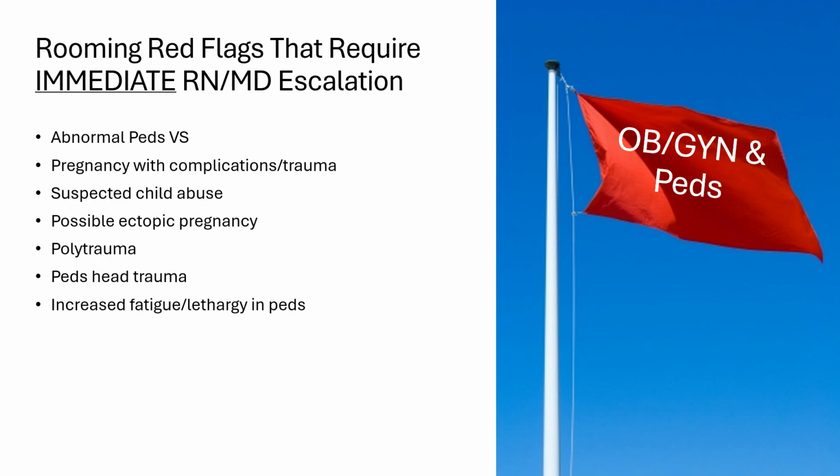All right, next up is OBGYN and peds. So any abnormal pediatric vital signs, so go back to the beginning of the presentation. Another thing would be pregnancy with complications or trauma. Again, maybe this is your pregnant patient who falls off a horse. I mean, that right there is a TTA. Anytime that there's suspected child abuse, that would need RN or doctor escalation.